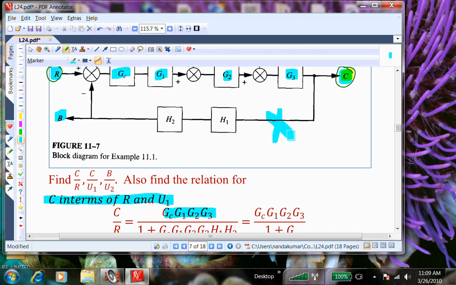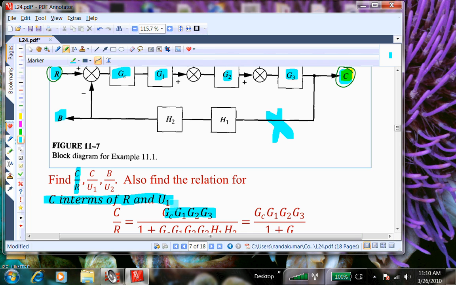Now if you have two in parallel, you would have to first collapse the two in parallel into an effective transfer function. Okay. So when I am relating C to R, I'm saying that there is no other excitation. So U1 and U2 are 0. But the second part of the question says when both R and U1 are present, find out what C is.